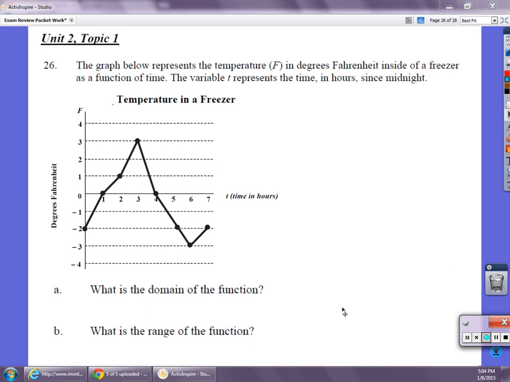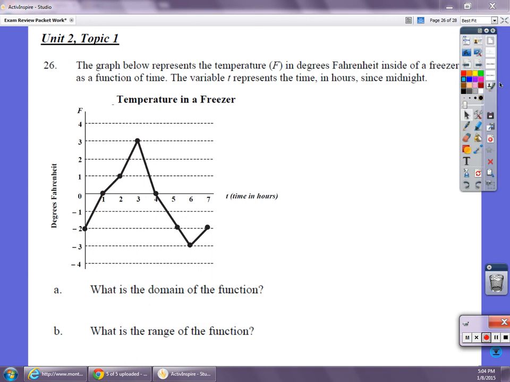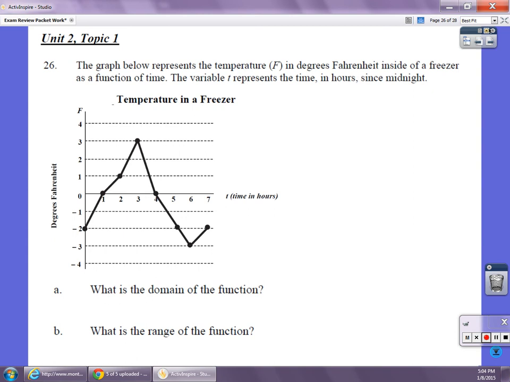We're going to be looking at Unit 2, Topic 1, Question 26 from the Algebra 1A exam review packet. The graph below represents the temperature F in degrees Fahrenheit inside of a freezer as a function of time. The variable T represents the time in hours since midnight.